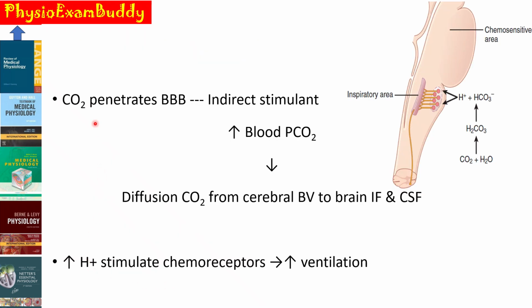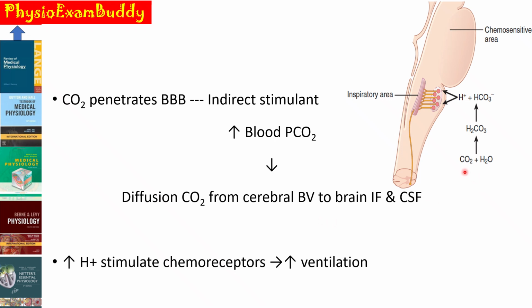It is the carbon dioxide that penetrates the blood-brain barrier, and the carbon dioxide forms an indirect stimulus for our central chemoreceptors. So we will see how this carbon dioxide causes an increase in the H plus concentration inside the blood-brain barrier, and how it causes an increase in ventilation. Whenever the blood partial pressure of carbon dioxide increases, there is an increase in the diffusion of carbon dioxide from the cerebral blood vessels into the brain interstitial fluid as well as the CSF.